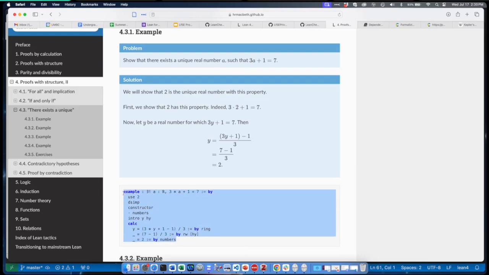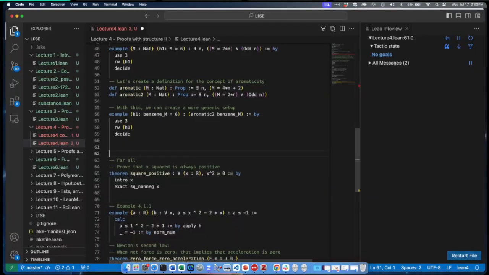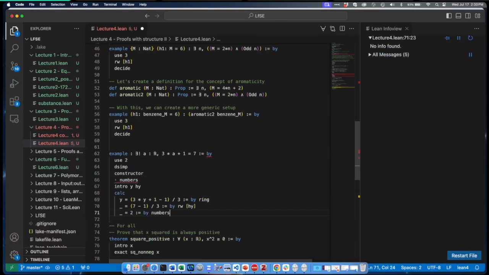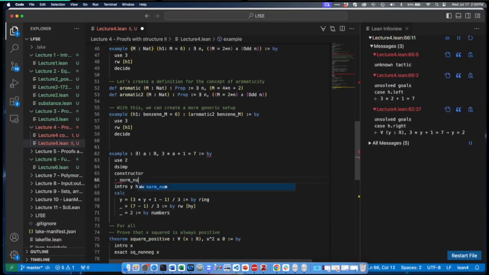We have half an hour. We have time. Let's work it. Let's work this one in Lean so we can see it. Good question. Thanks for asking, Simon. We don't use numbers. We use norm_num.